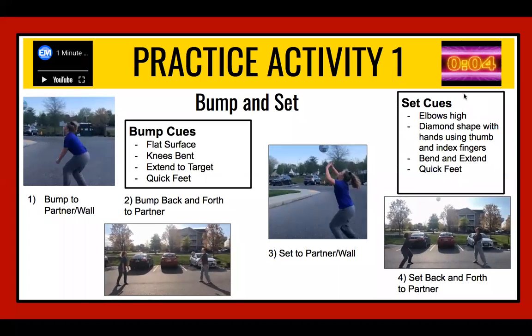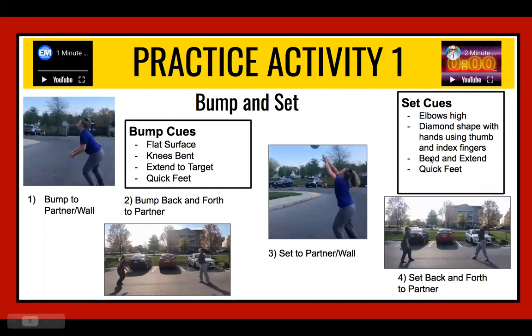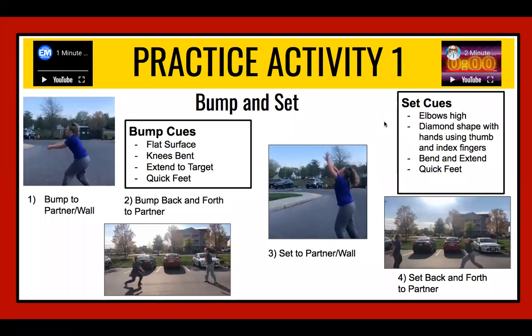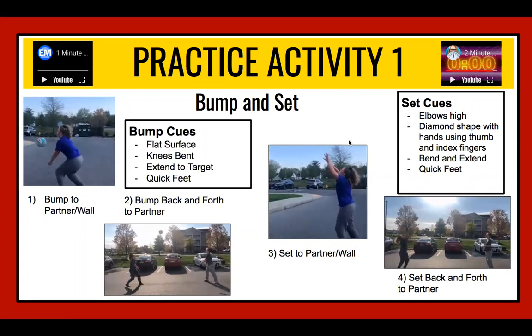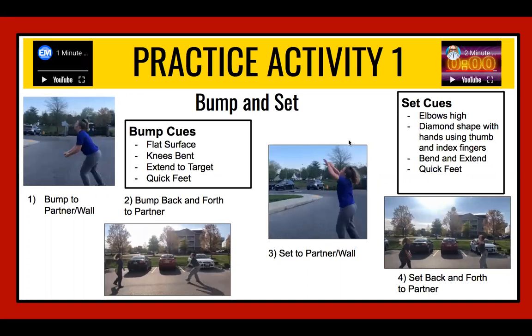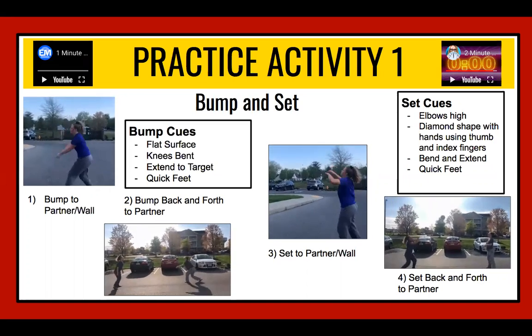And stop. Good job, everyone. Now for the second half of activity 1, we're going to practice the set. The cues for the set are to keep your elbows high, create a diamond shape with your hands using your thumb and your index fingers. As the ball comes in, you're going to bend and extend your fingers.